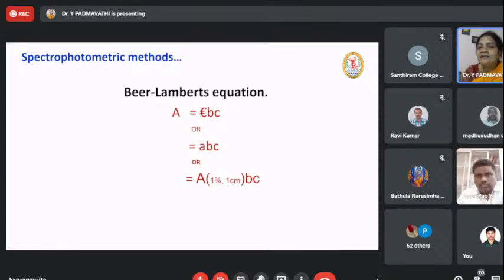Usually epsilon is the proportionality constant used when you express C in moles per liter, when you use molar solutions of the sample. Similarly, absorptivity is used when you use sample solutions prepared in grams per liter. The last one is A 1%, 1 centimeter, which is called specific absorbance. The specific absorbance is used when you express concentration in percent. This notation is the one most widely used by all pharmacopoeias like IP and USP.